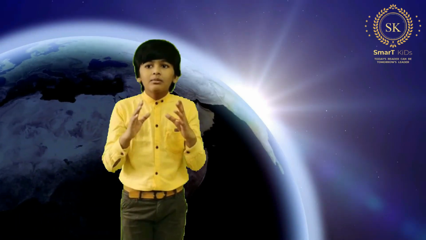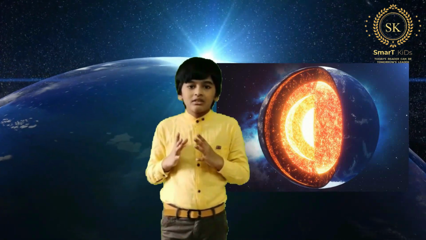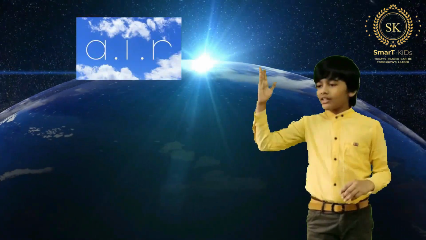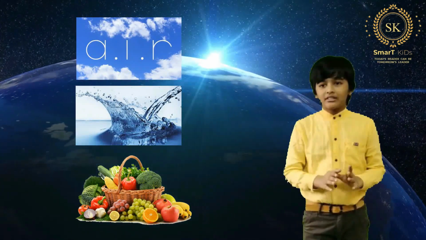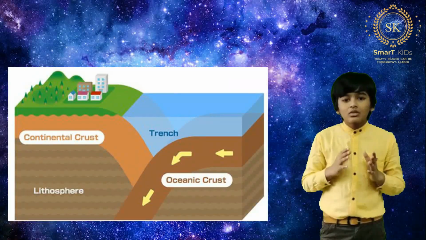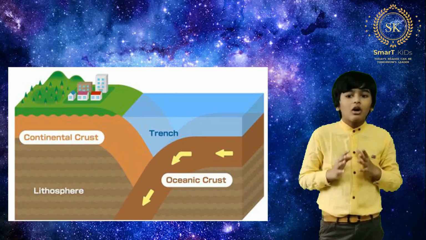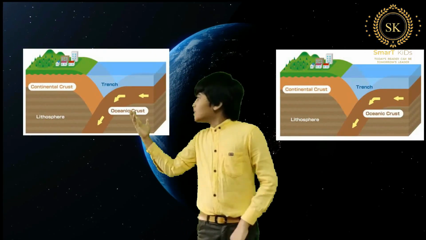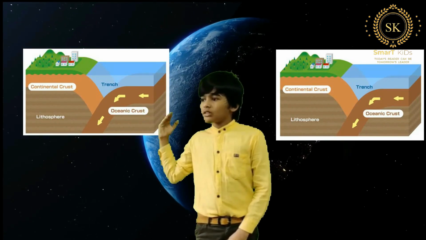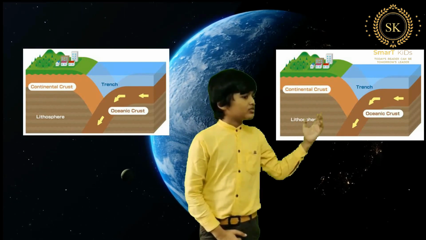So, let us learn about the crust. The crust is the outermost layer of the Earth, the layer on which life exists. The presence of air, water, and food on the crust makes the Earth a livable planet. The crust under oceans is called oceanic crust, and the crust under continents is called continental crust. The depth of oceanic crust is 5 to 8 kilometers, and the depth of continental crust is 30 to 50 kilometers.